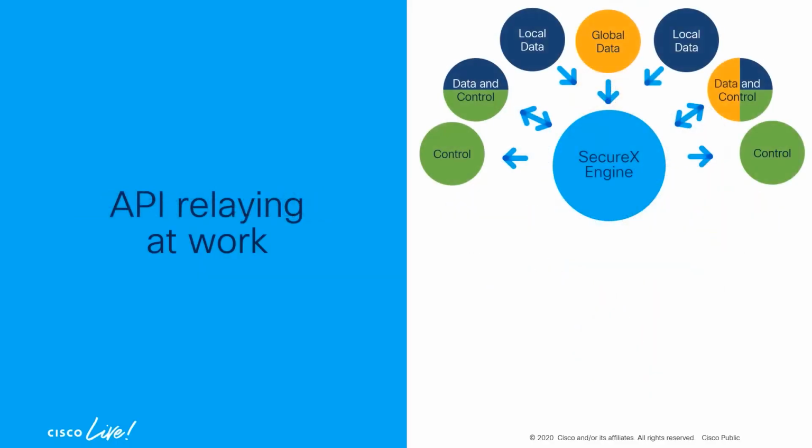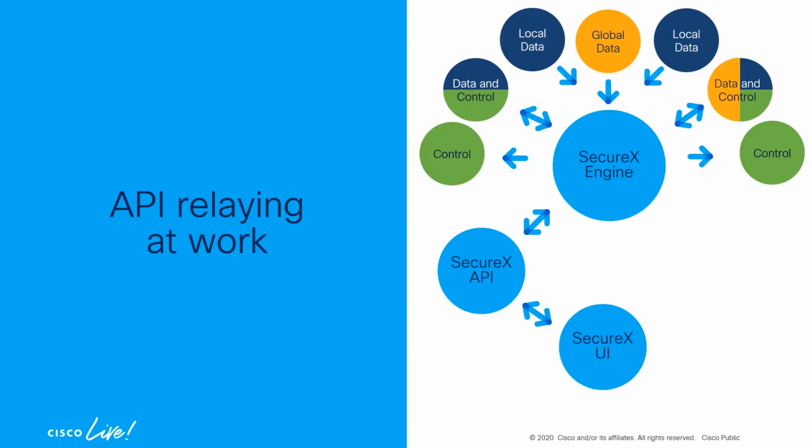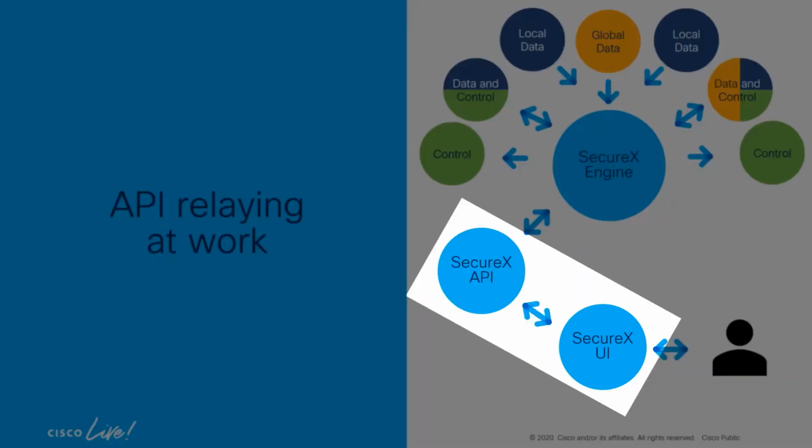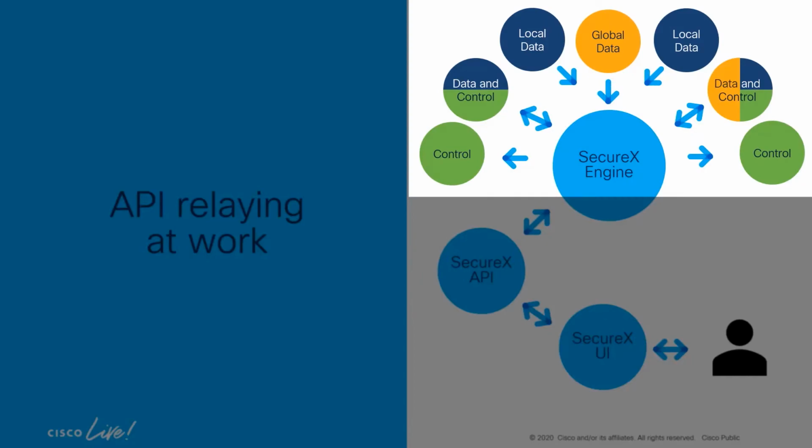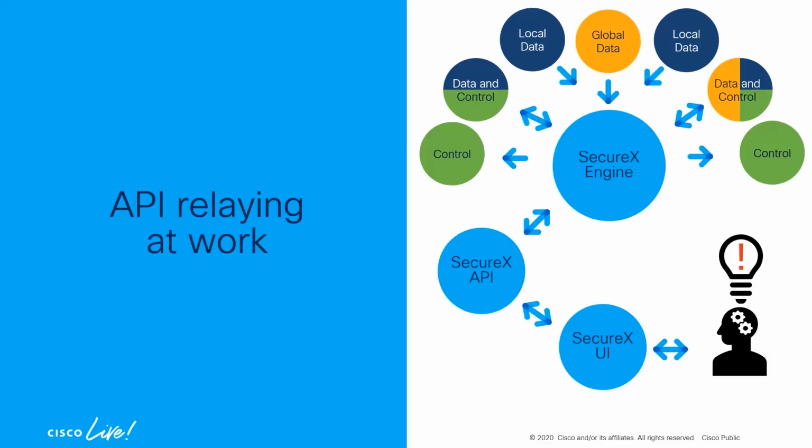But we've also got the power of API relaying. You've got the SecureX engine using all of these APIs for you, and SecureX itself has an API. And in fact, it's that API that drives the user interface. So if you're an operator using this user interface, you are in fact using the API behind that. And the API is driving the SecureX engine to use all of those other APIs on your behalf. But wait, you might be thinking, can I skip straight to using the API? And the answer is yes, absolutely you can do that. And that's what we're going to talk about for the remainder of this session.